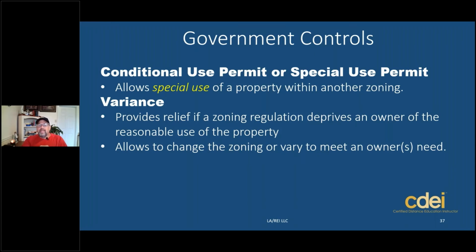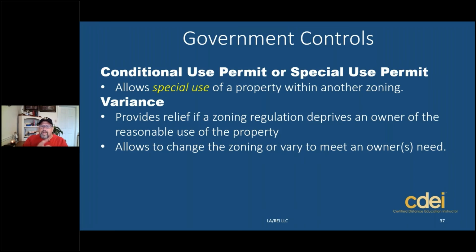Okay, so if they go to a museum and they get the special use permit or the conditional use permit to operate as a museum, and they change it into a cafe or a coffee shop strictly, then they can lose that conditional use permit. Okay, so it's specifically used for special use other than what it's zoned for.